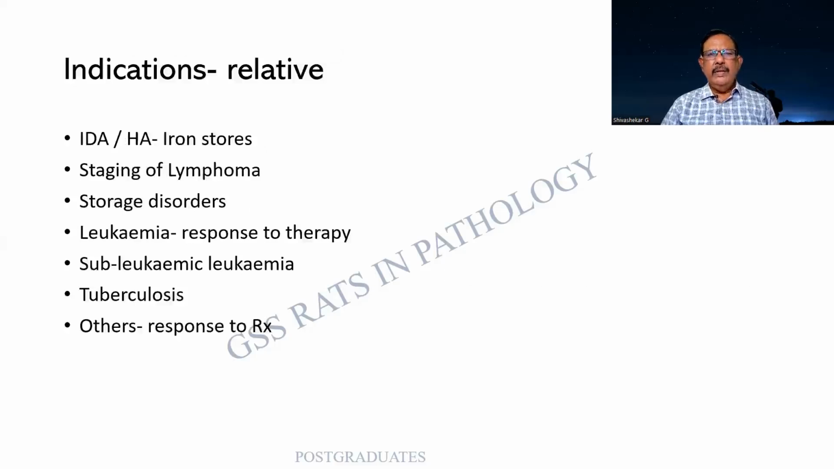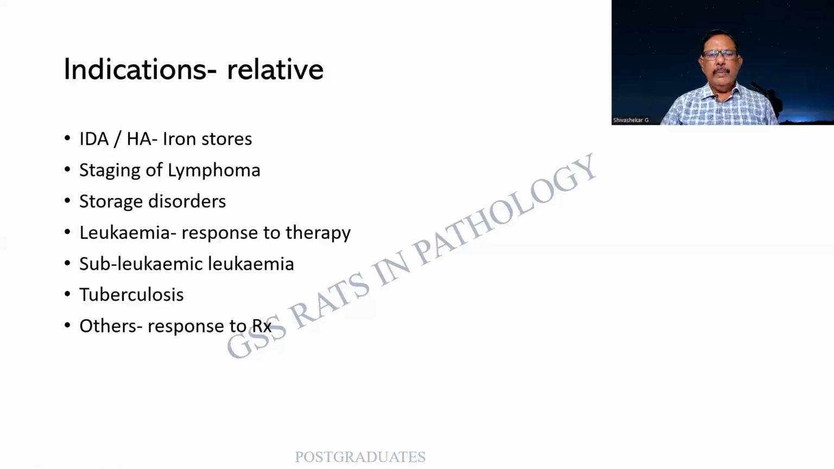Then there are some relative indications. Relative in the sense you may or may not do, or it will add to the diagnosis. But it is not mandatory for a diagnosis. Iron deficiency anemia or a hemolytic anemia to study the iron stores. Staging of a lymphoma. Obviously, it comes to stage 4 straight away when the bone marrow is going to be involved. Storage disorders to demonstrate the Gaucher cells also.